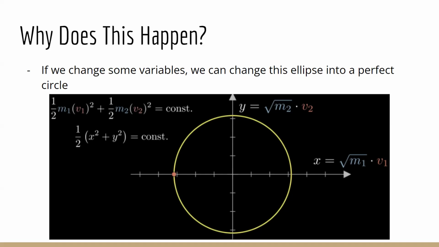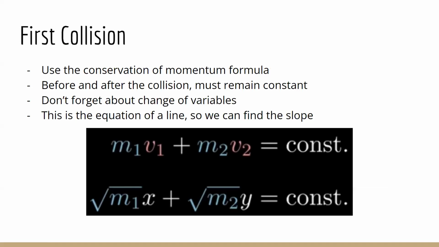It has to go somewhere on this circle, but how do we determine where on the circle it's going to end up? For that, we're going to use the conservation of momentum formula. Before and after the first collision, we know that this formula right here must remain constant. And there's a change of variables, so we're actually looking at this formula right here. We know that this must remain constant.